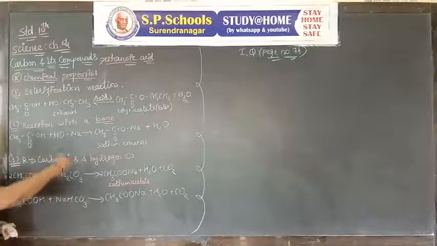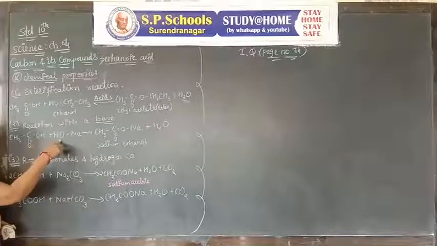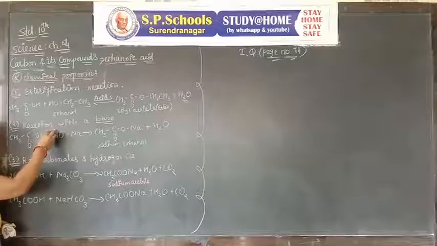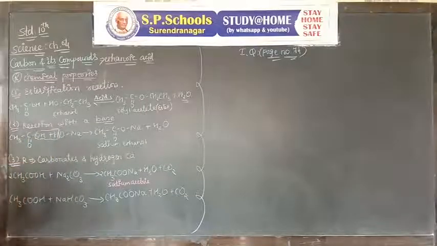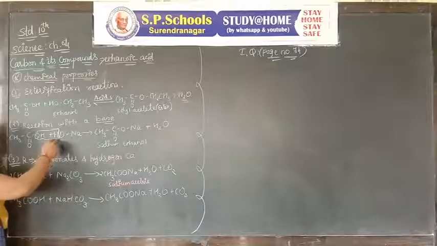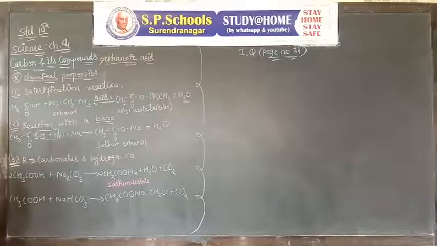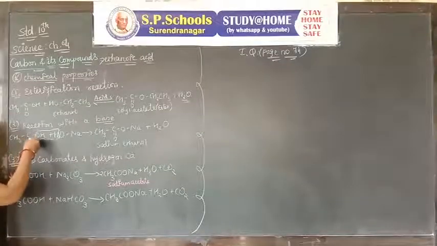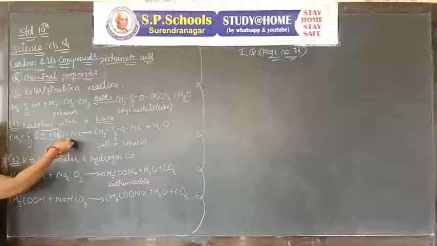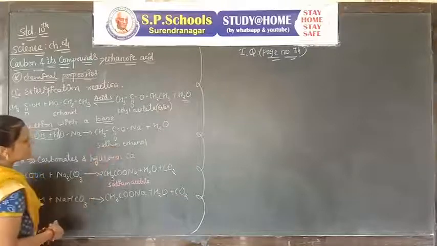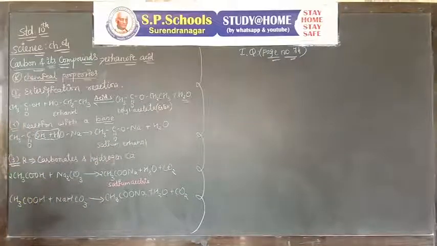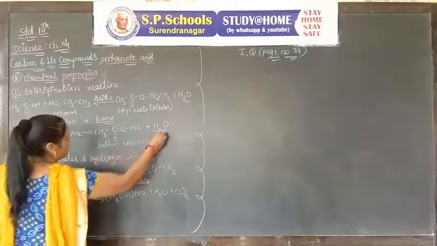When ethanoic acid reacts with a base, suppose here the base is NaOH, there will be removal of a water molecule. We write it in a simple way, HO dash Na, which means NaOH, sodium hydroxide. Ethanoic acid CH3COOH combined with sodium hydroxide forms sodium ethanoate, CH3COONa, plus a water molecule.